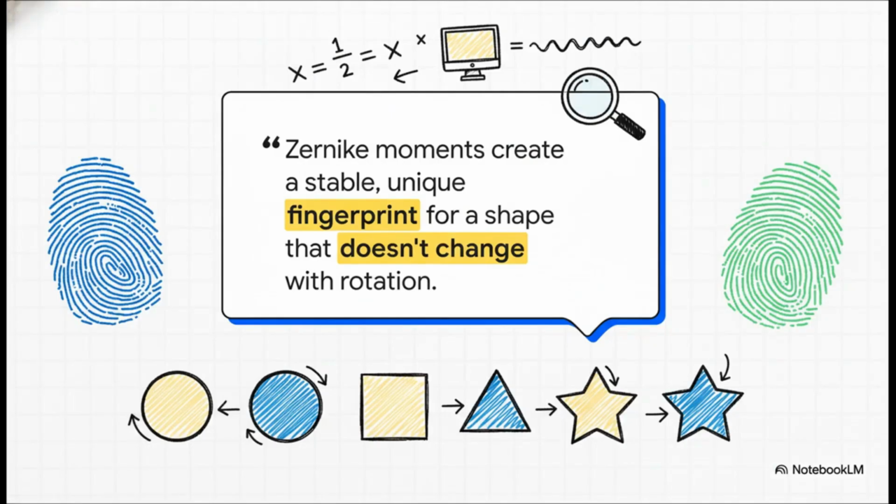So if you only take one thing away from this whole explainer, let it be this. Zernike Moments create a unique mathematical fingerprint for a shape. It's a signature that stays constant, giving computers a reliable, trustworthy way to know what they're looking at, no matter how it's turned or tilted.